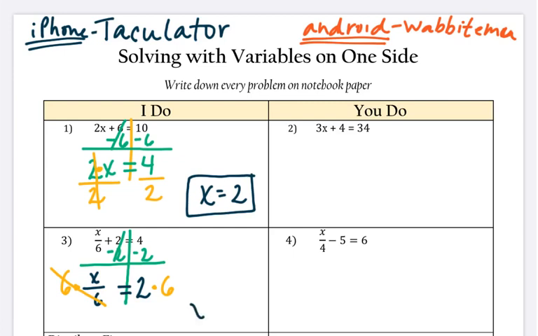So now x is left by itself. 2 times 6 is 12. Very easy. Still a two-step equation. We moved the constant to the other side, and then to undo division, we had to multiply. Try the same thing with number 4. In number 4, this is a minus 5, so we're going to start by plus 5 plus 5. Very easy. Try number 4, and then we will move on.